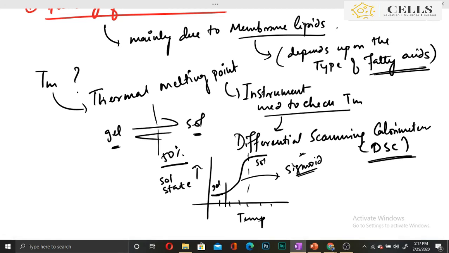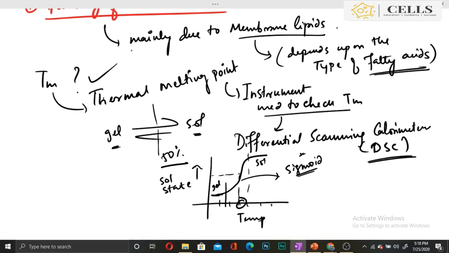occurring in a cooperative manner. Suppose you are giving a temperature and all the lipids are being melted in a cooperative manner. Individual lipid melting is not happening. The lipid is melting in a cooperative manner, and that's why the gel state is converting into the sol state. So the temperature at which there is 50% gel state and 50% sol state will be your thermal melting point, or the TM. That is an important concept you have to know.